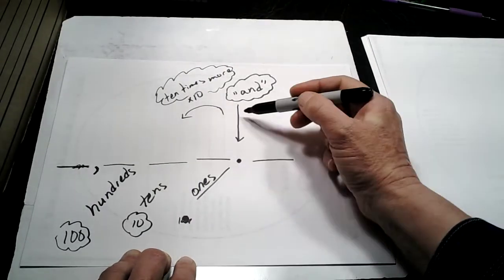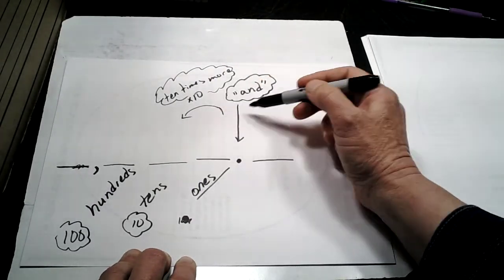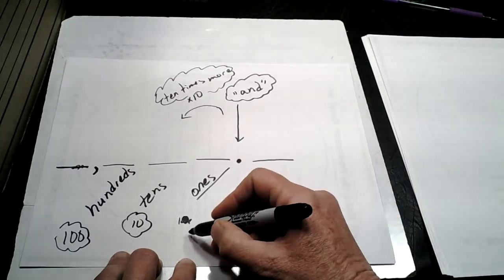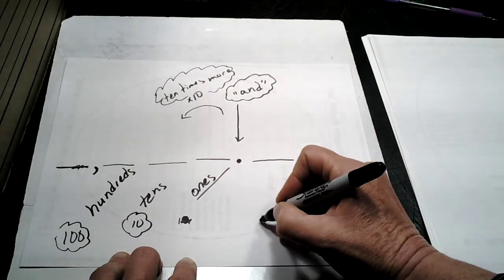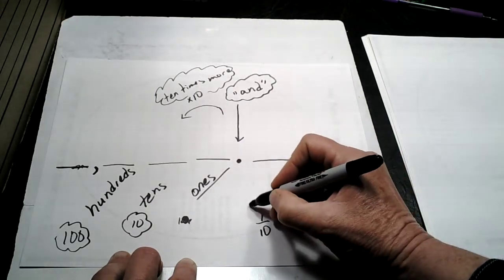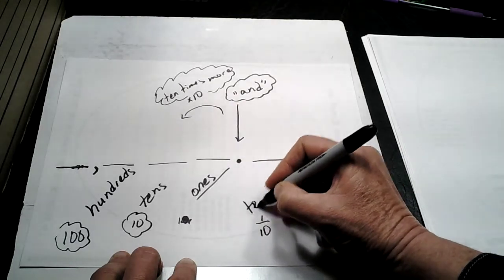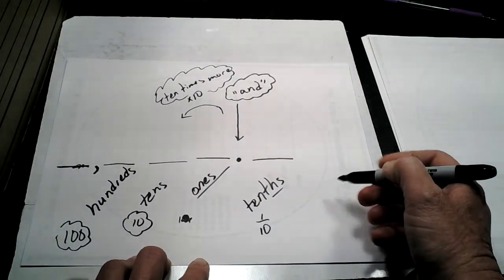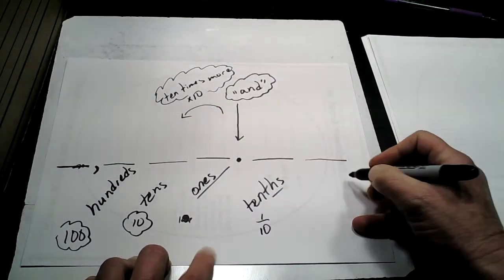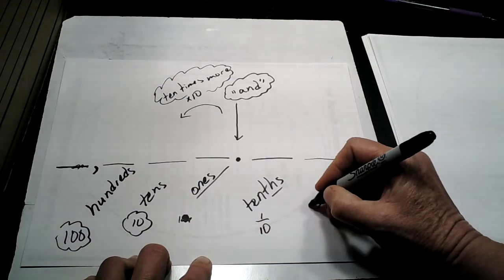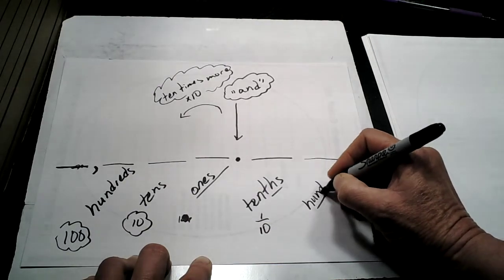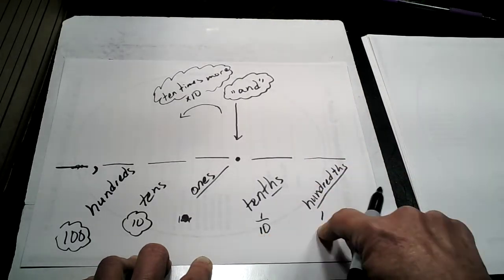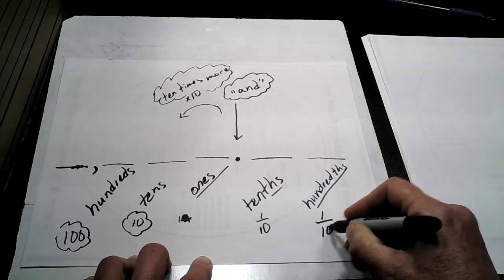Now we're continuing the same pattern: 10 times more to the left, 10 times less to the right. So what would be 10 times less than 1? Well, that would be 1/10. And so this place value spot is called tenths. You have to really pronounce that "ths." One more spot over would be hundredths, and it literally means 10 times less than a tenth is 1/100th.